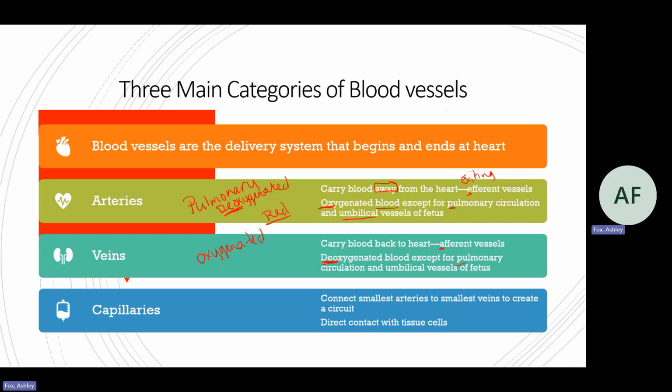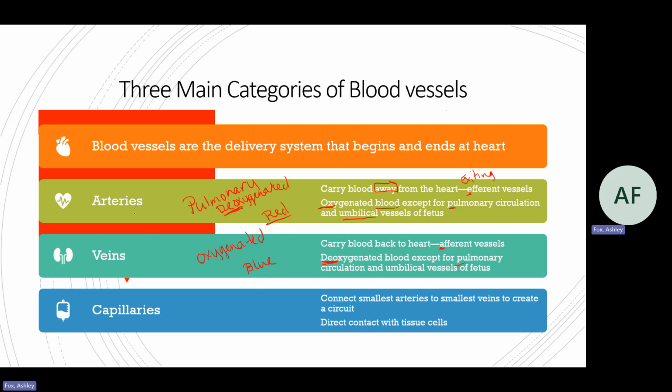And so then they show different. Same with umbilical vessels. The veins are going to be oxygenated as well when we're looking at the umbilical cord between mother and fetus. So most often our models are going to show veins as blue, showing that it's deoxygenated blood.